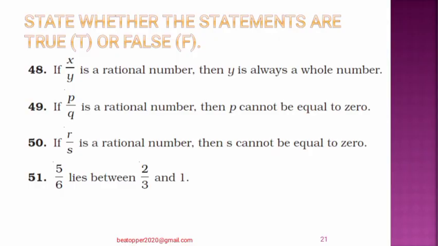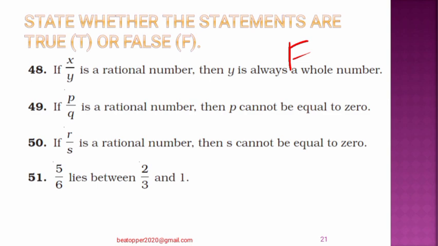First question, if x by y is a rational number, then y is always a whole number. It is false because in the definition itself, x by y is a rational number, and then x and y are integers and y is not equal to 0. This is the condition. So this is a false statement.